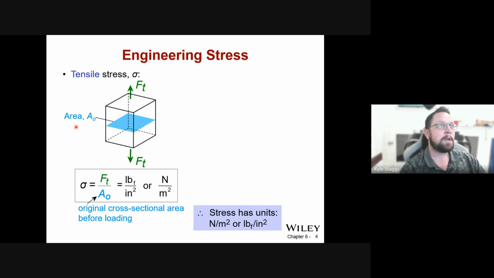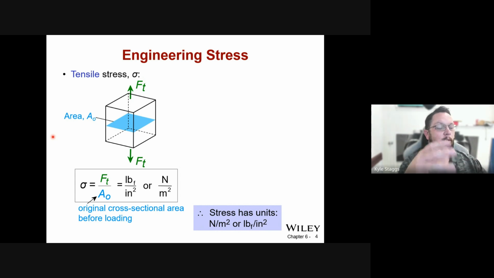Shame on you. The tensile stress is what this is referred to. Tensile meaning we put it in tension. This is pulling something apart. The tension is causing the same force to be applied to the top and the bottom. So FT here is meant to indicate the tensile force as we put it in tension.